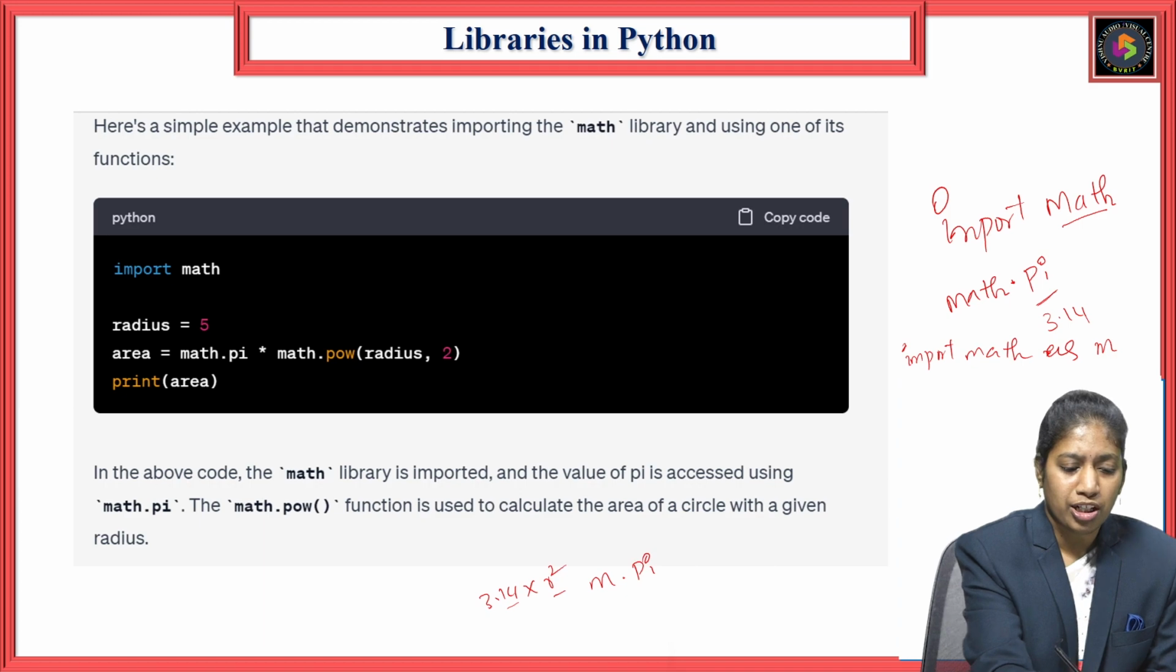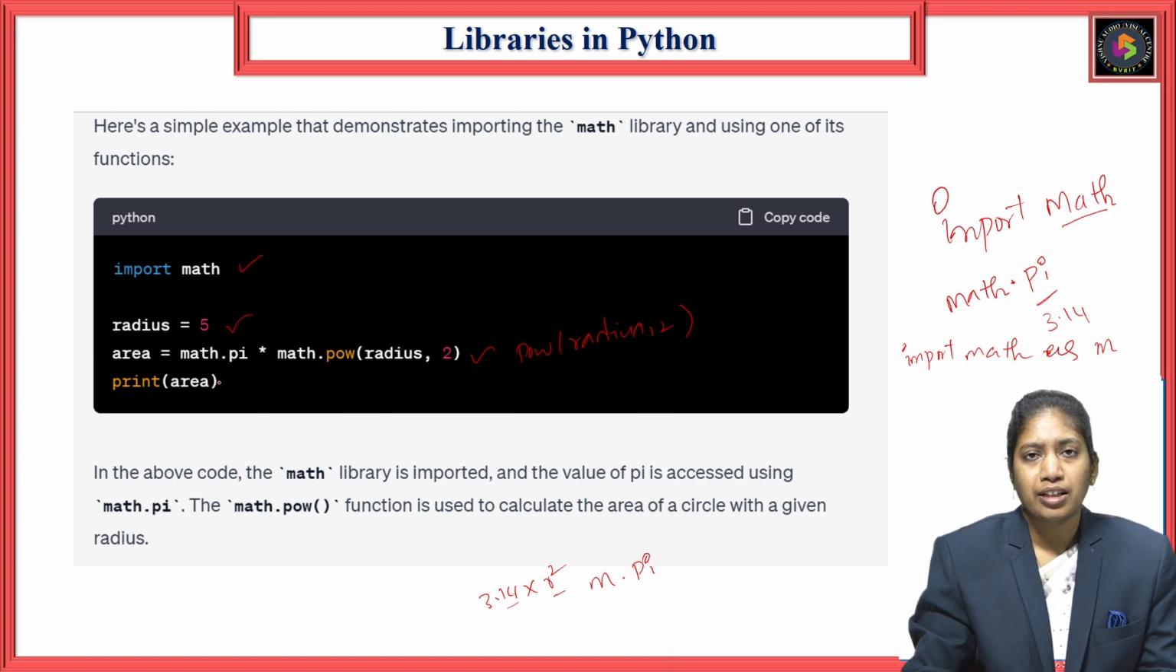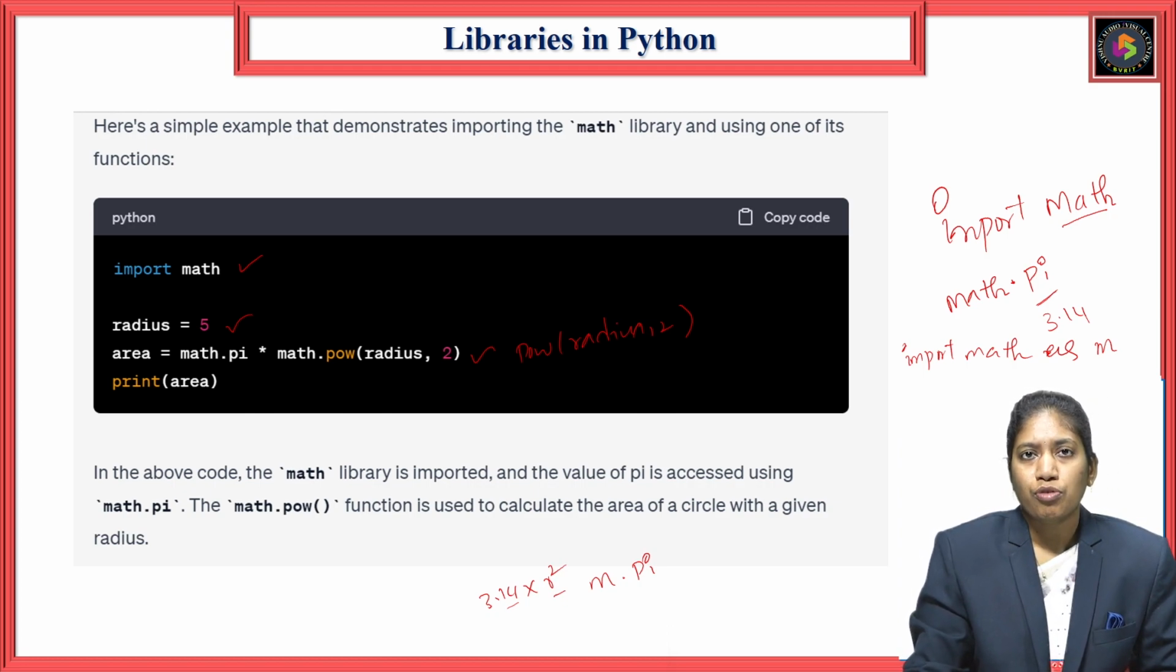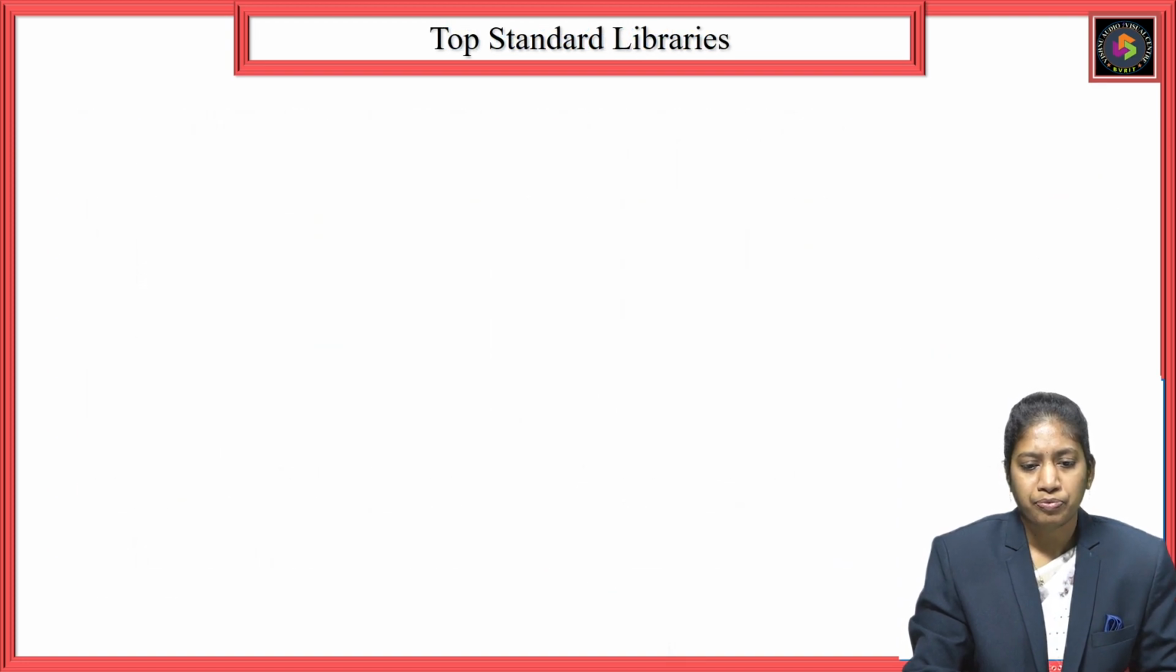First I imported the math library, then I assigned the radius value equal to 5. Area I need to calculate. I am using the variable pi, so math.pi into math.pow of radius comma 2. Then I am printing the area. With this we can import functions from a library. First of all, we need to import that library into a program using the import statement.